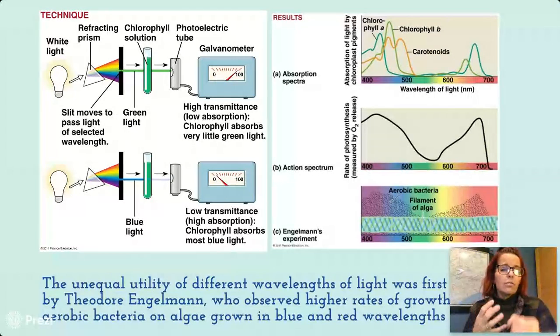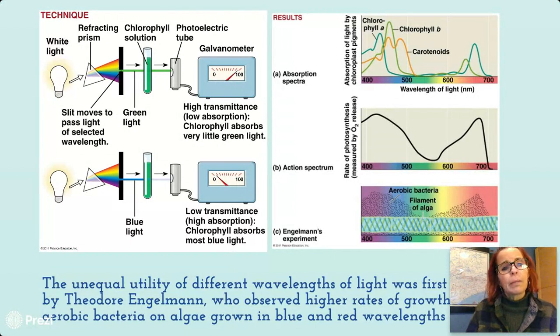So the solution has this chlorophyll pigment within it. On the other side of the test tube, we have a device that is capable of detecting light and converting the light into an electrical impulse. That's called a photoelectric tube.